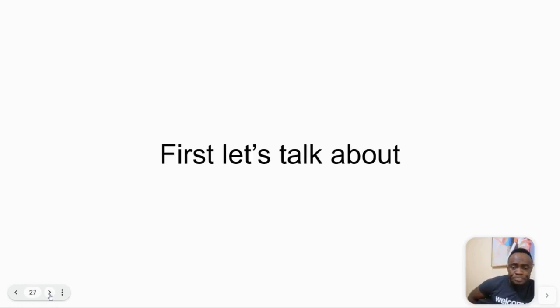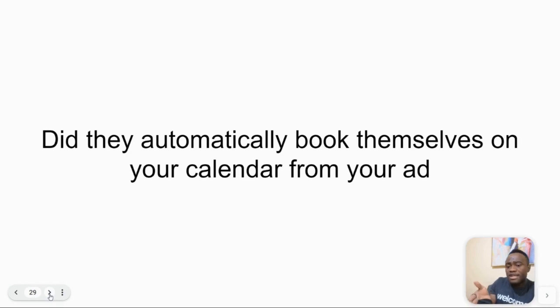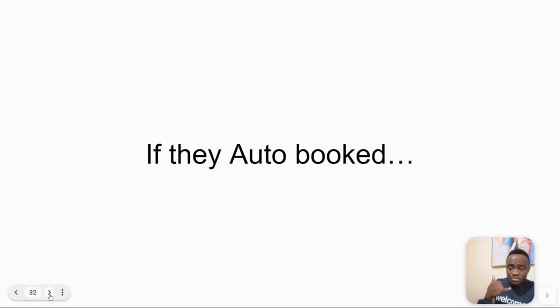Okay, now, how do we get our show ratio above 70% for face-to-face and above 30% if I'm doing presentations on the phone or Zoom sales? Let's talk about first how a lead becomes an appointment on your calendar, right? Did they automatically book themselves on your calendar from your ad? Or did your appointment setter do it? Or did you call them to book them, right?